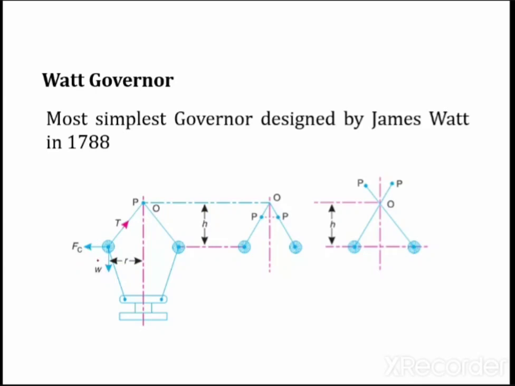Weight, which is nothing but the mg, which is acting downward. And R is nothing but the radius of rotation. And T is nothing but the force which is acting inside the arms. The arms, this is nothing but the arms, and this is nothing but the links, right? So there will be the force acting inside the arms and the links. So that is nothing but the T, right?